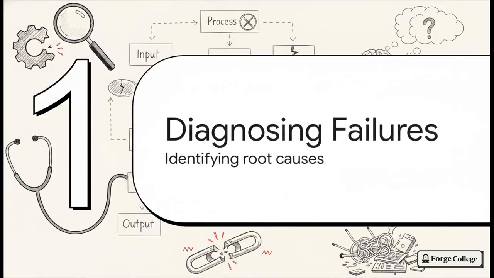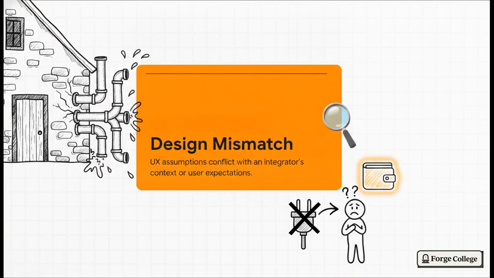Section 1. Diagnosing failed integrations. Okay, so before we start writing out prescriptions, we've got to deeply understand the illness, right? Diagnosing broken dApps is really about zeroing in on exactly why an integration completely fell apart in the wild. And honestly, it usually boils down to this: a design principle mismatch. Basically, this happens when a dApp's UX assumptions totally clash with an integrator's context, or what the user is actually expecting. It's kind of like trying to install modern, high-pressure plumbing into a centuries-old house that absolutely was not built for it. The pipes are going to burst.